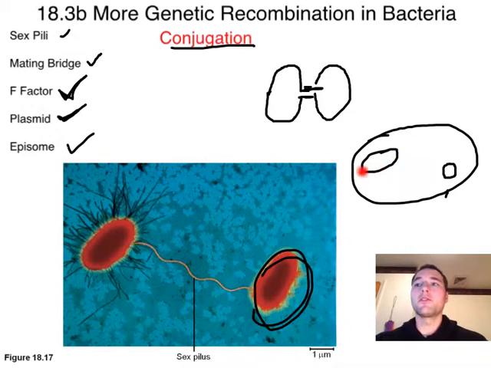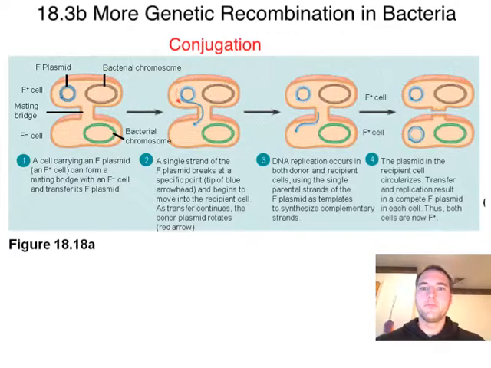Other examples of episomes would be viruses that can do the lysogenic cycle. They call them temperate viruses if they can do both the lysogenic and lytic. That DNA either inserts itself into the host and is replicated, or it can actually replicate itself if it goes right to a lytic cycle. Alright, so that's the intro to conjugation. Now we're going to look at some better diagrams.